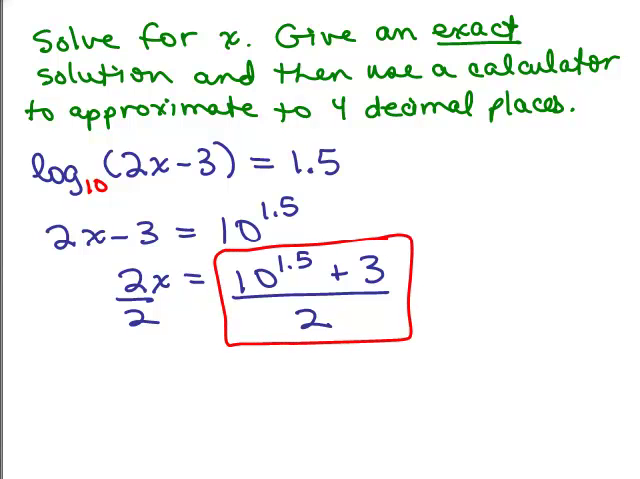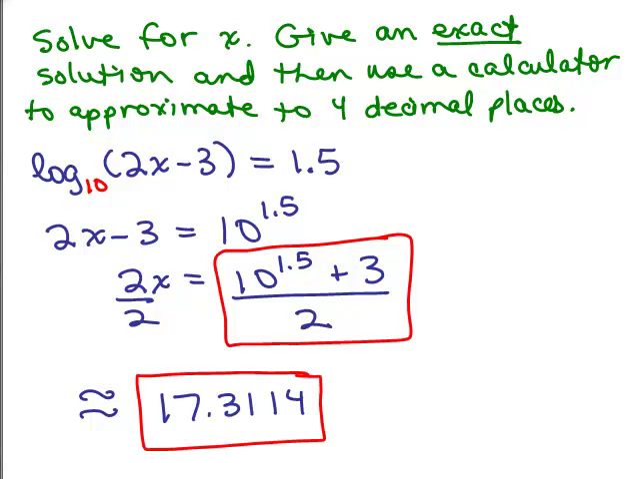Last thing to do would be to put all that into the calculator. So go ahead and try that. This is where you have to be careful with your order of operations. If you do it correctly, you should get 17.3114. Now, how did I do that? I put 10 y to the x 1.5 equals, to get whatever that equals, I added 3 equals, got some number, and then I divided everything by 2.